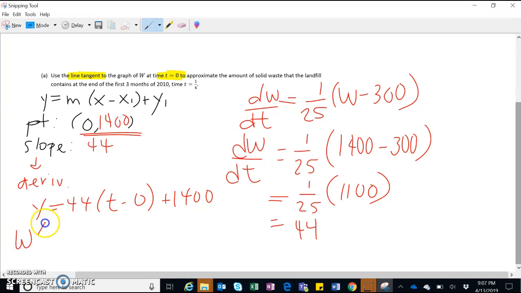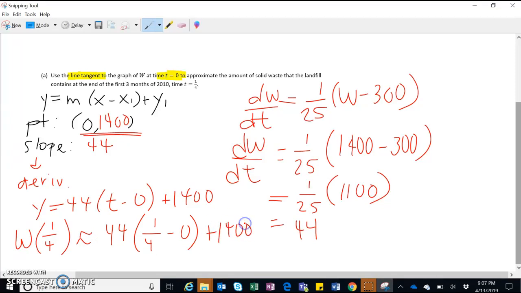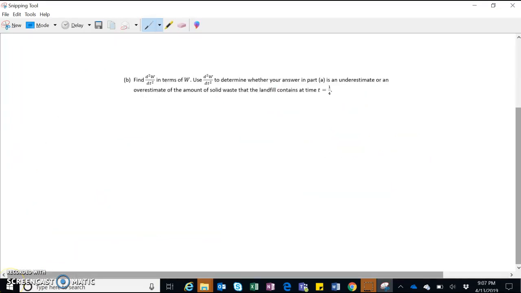So that means W of 1/4 is approximately equal to 44 times 1/4 minus 0 plus 1,400. Tangent line, done. Our next follow-up here asks us to find the double derivative in terms of W and use that double derivative to determine whether our answer that we just came up with for our tangent line approximation over or underestimates the actual value.